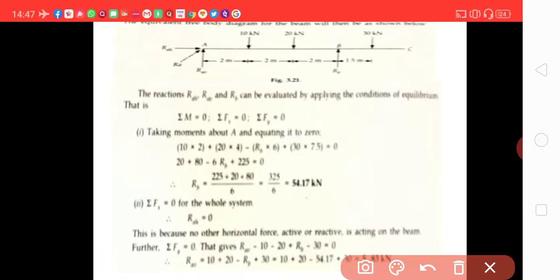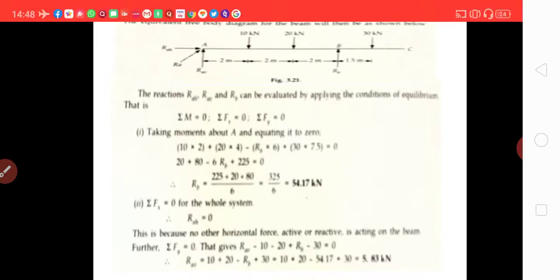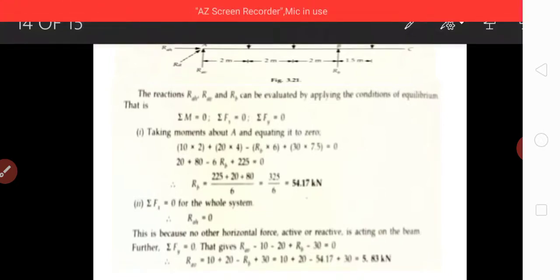Further, which gives you RB 54.17 and RAV comes out to be 5.83 here.